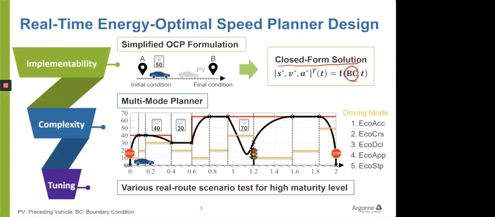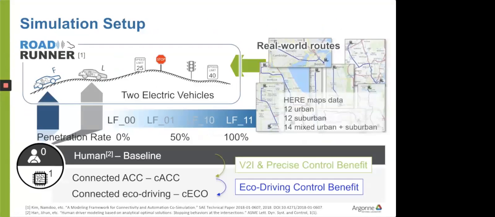The last step is tuning the speed planner for the high maturity level. So we use a high-fidelity simulation framework called Roadrunner to quantify the energy-saving potentials. We describe the SOLTI-8 real-world route scenarios from the HERE Maps data.